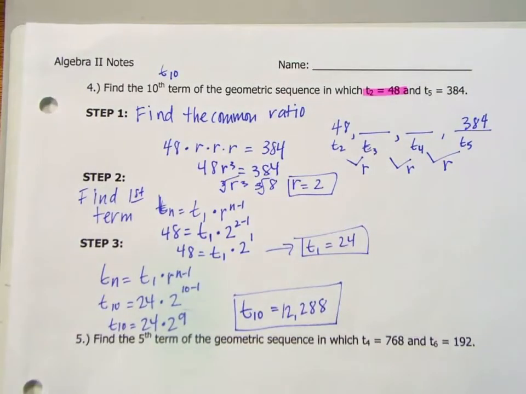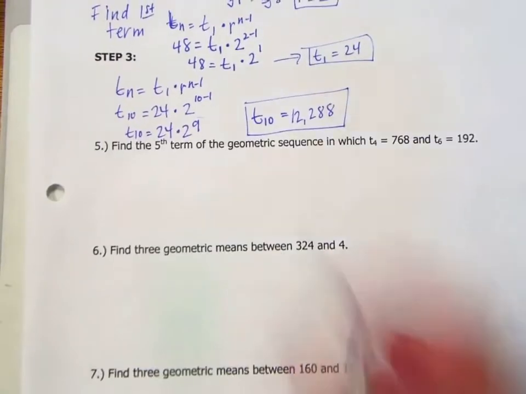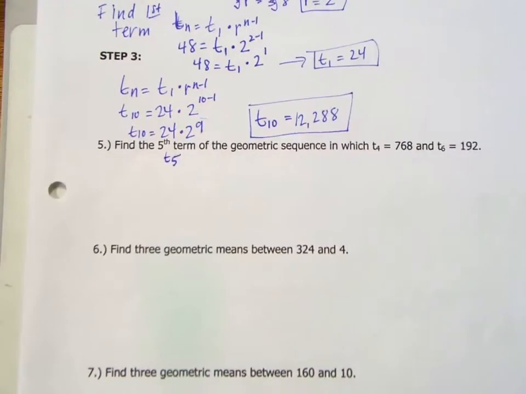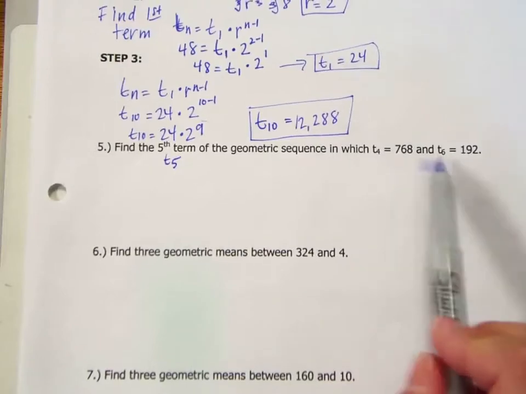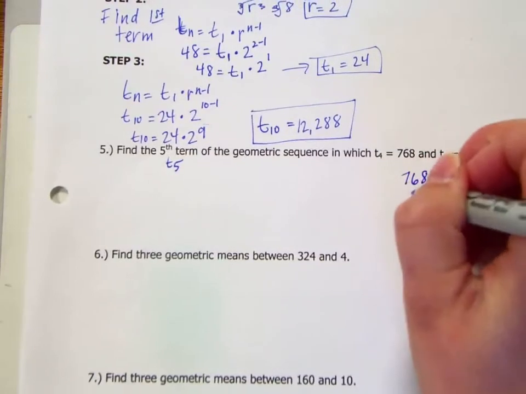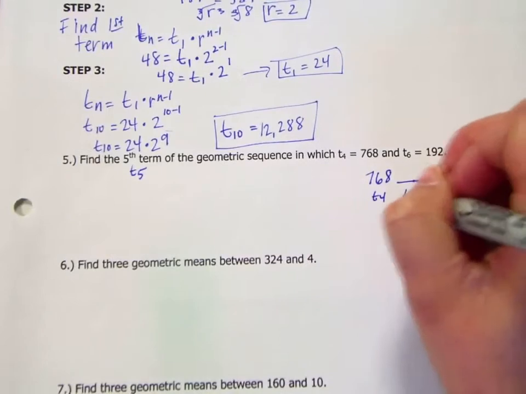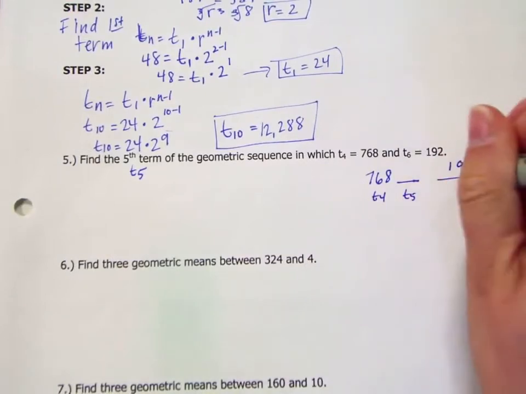All right, I am going to go ahead and do the next one with you because there's something special in this one that I need to talk about. So it says to find the 5th term, so our end goal is to find T sub 5. Find the 5th term of the geometric sequence in which T sub 4 is 768 and T sub 6 is 192. So I'm going to do the same thing. I'm going to set this up. This is T sub 4. There's 1 in between, and then the 6th term is 192.